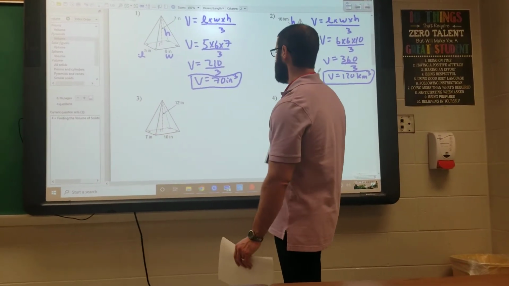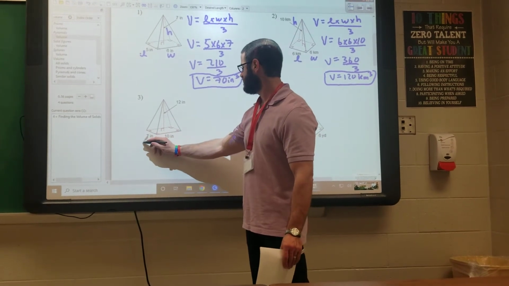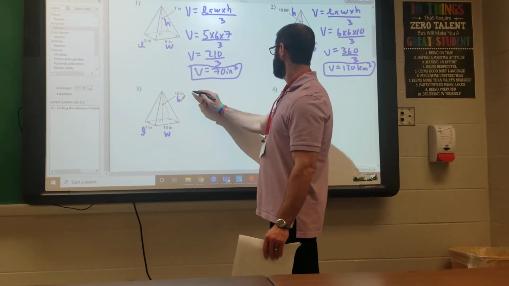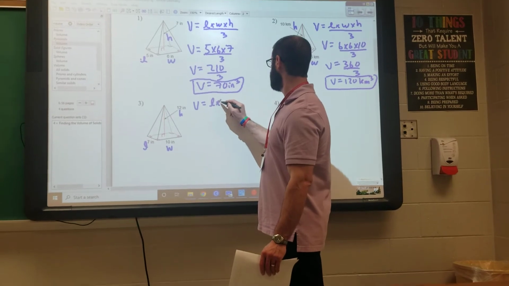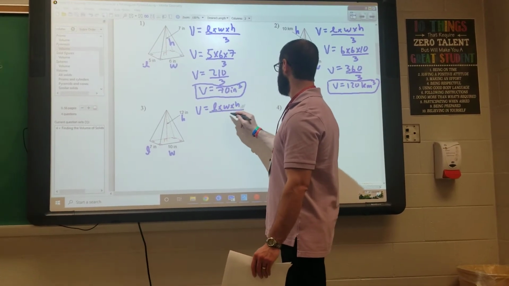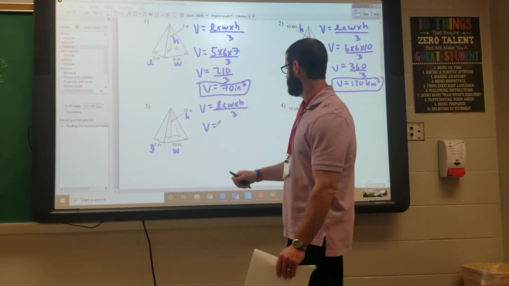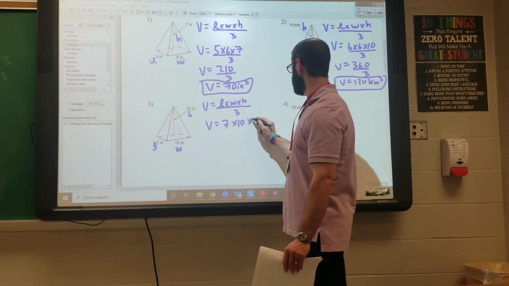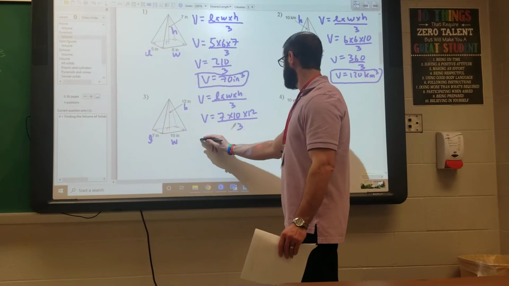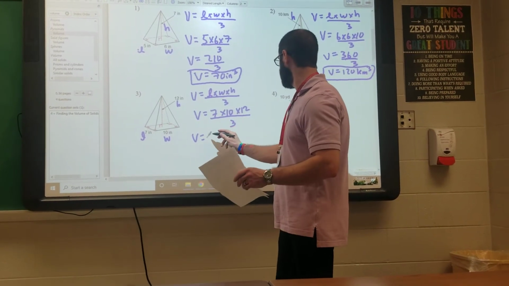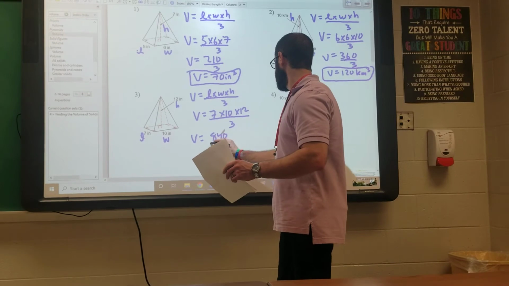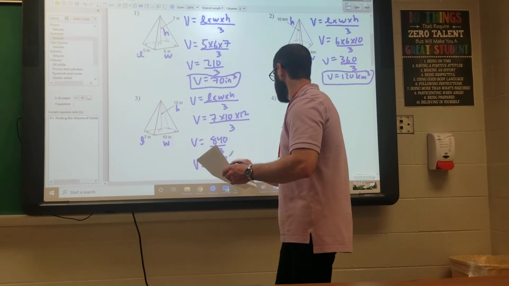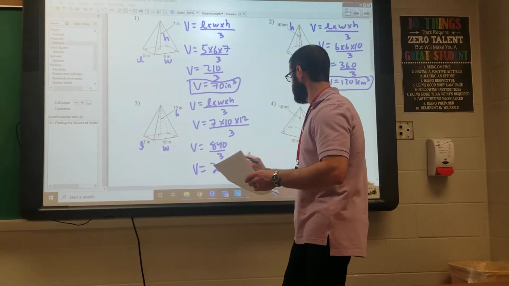Next one here, we'll call 7 the length, we'll call 10 the width, and 12 would be the height. So again, go back to the formula: length times width times height, divide by 3. So we go 7 times 10 times 12, and that's all over 3. Multiply on top first. 7 times 10 times 12, that's 840. Divide by 3, and you get volume is equal to 280 inches cubed.